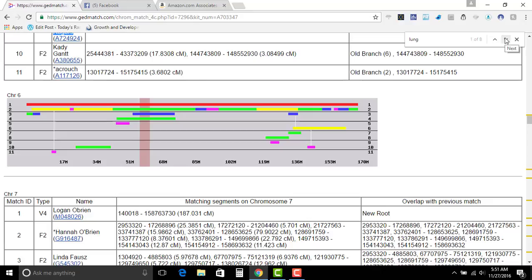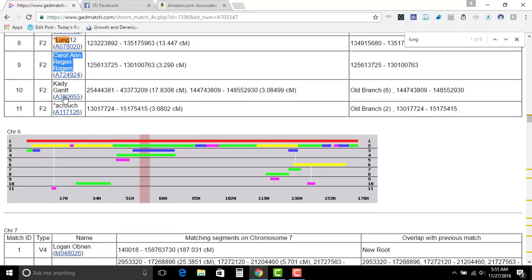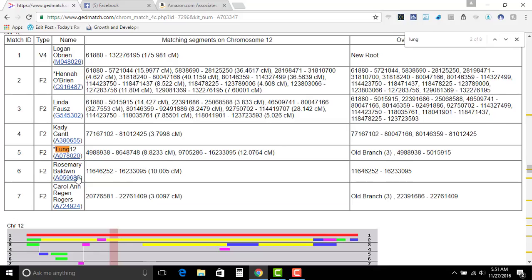That is something you would have to do with the one to one. The way you do one to one is you take the kit number for Rogers and the kit number for the Baldwin lady, and you compare them against each other just to see if they match at all.